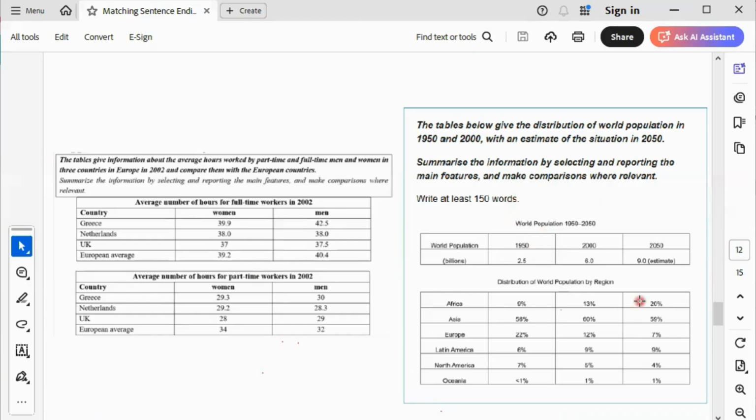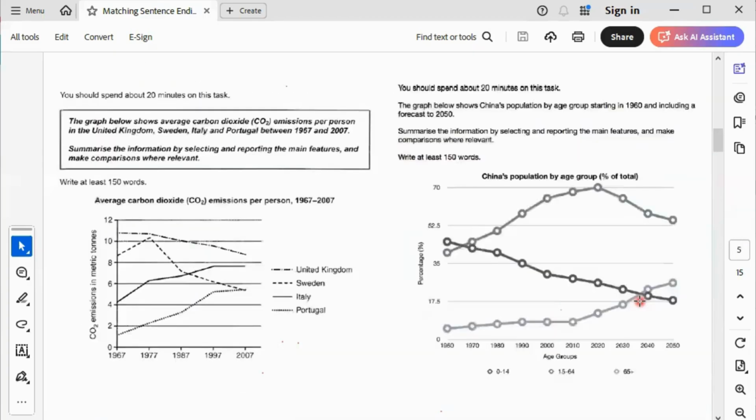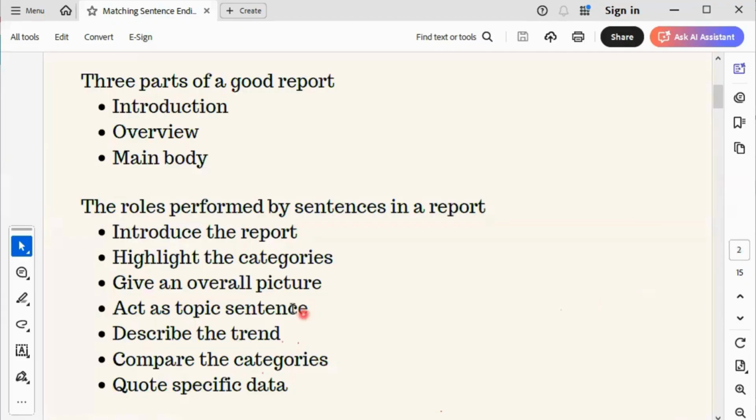Very correct. Now, let's go back to what I said earlier on. When it comes to writing our report, we have a sentence. Some sentences are designed to introduce the report. Some sentences are designed to highlight the categories. Some sentences are designed to give overall picture. What is the meaning of give overall picture? That's overview. That's your overview sentence. Then some sentences are designed to act as topic sentence.